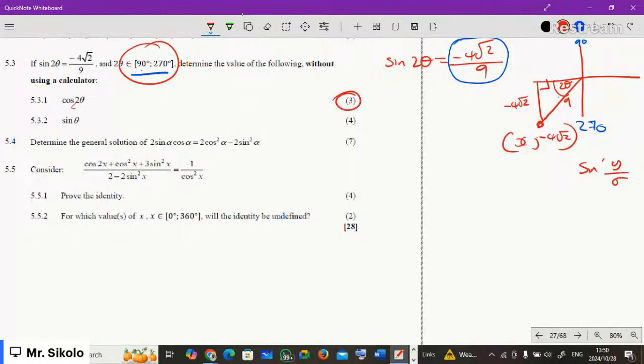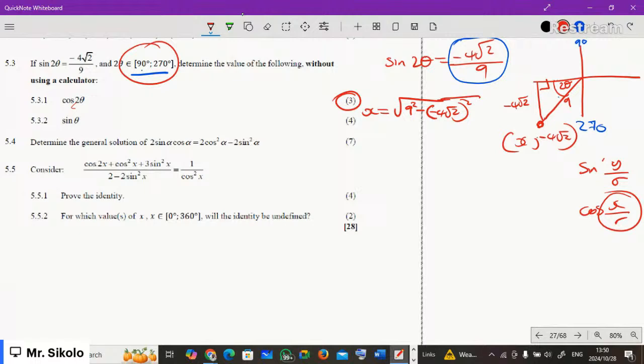So cos 2 theta, you know that cos 2 theta is x over r. That means you now need the value of x. So we'll start by looking for the value of x. But before the value of x, it's up to you. But since we want the value of x, we use Pythagoras theorem. We know that x, any side we want, is equal to the square root of the hypotenuse side squared minus the given side squared, minus negative 4 root 2 all squared.